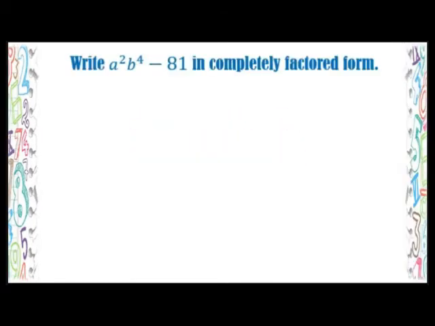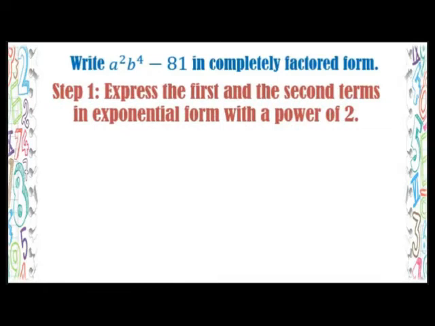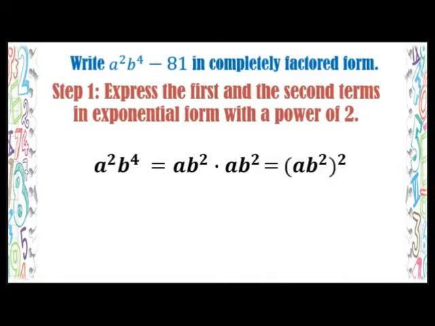Example 3. Write a squared b raised to 4 minus 81 in completely factored form. First step again. Express the first and the second terms in exponential form with the power of 2. For a squared b raised to 4, we have ab squared times ab squared, or the square of ab squared.